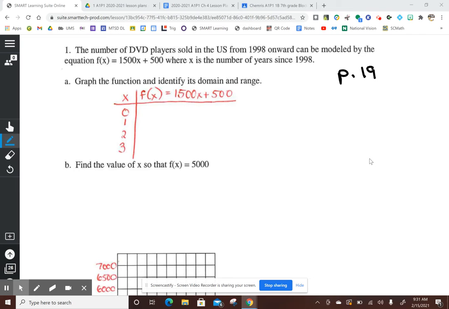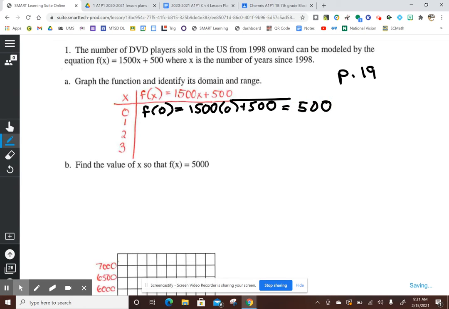So when we graph this function, we're going to have to change the values of x and find out what values we get for f of x. So this helps us practice function notation. So to find f of 0, remember, I'm going to replace x with 0, which means f of x becomes f of 0. And wherever I see x, I put a 0. So 1500 times 0 plus 500 equals 500.